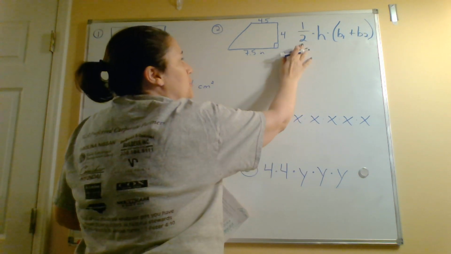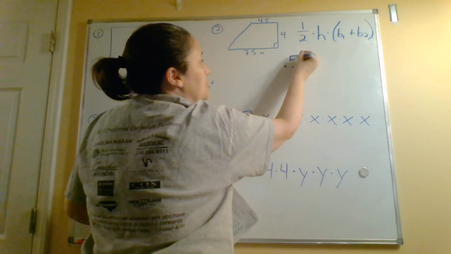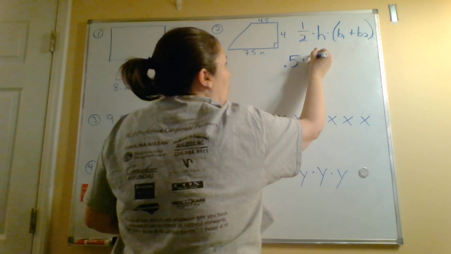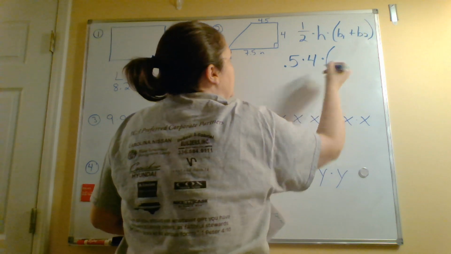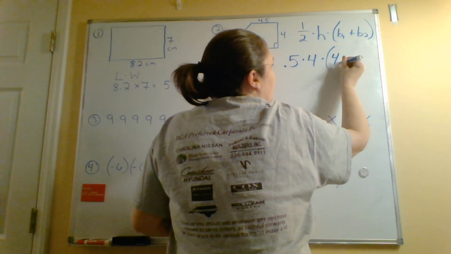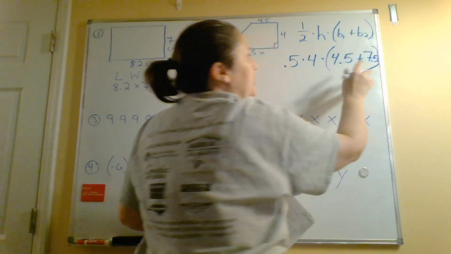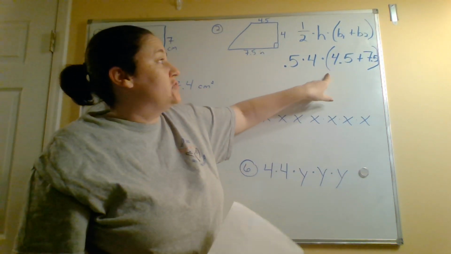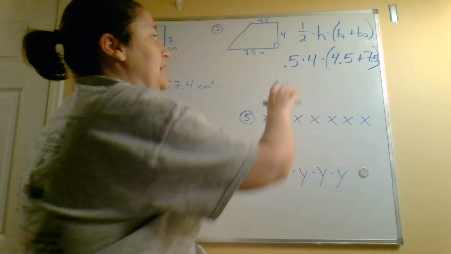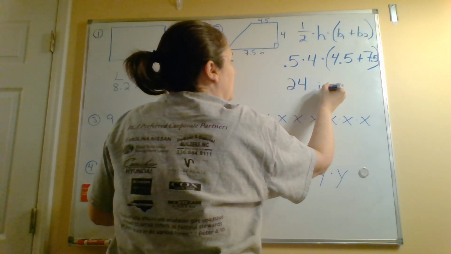So when we go to write this down, instead of writing 1/2, I'm going to write 0.5 because that's a little easier to type into my calculator. We will have 0.5 times 4 times parentheses, B1 plus B2 would be 4.5 plus 7.5. And you can type this into the calculator exactly the way I have it written here, as long as you use your parentheses keys. If you type this in exactly the way I have it, you get the answer 24 inches squared.